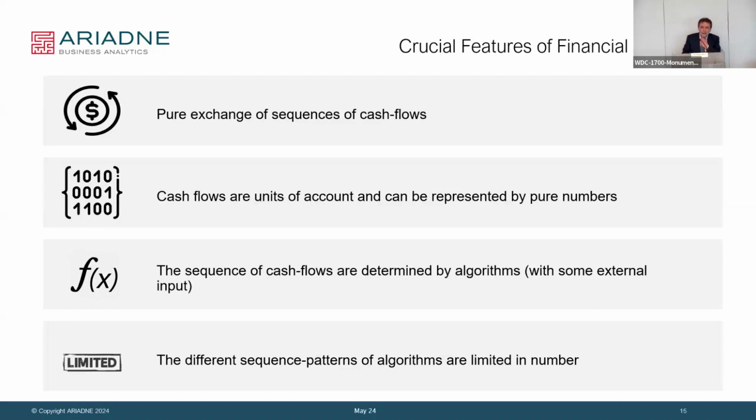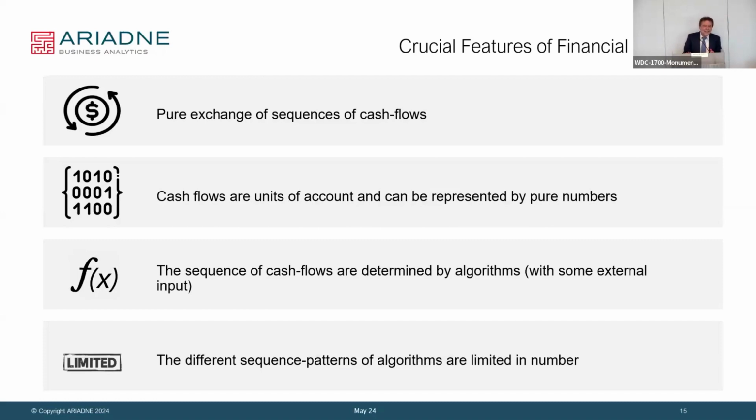So what are the nice features of financial contracts? First of all, what do we exchange? In normal business, I give you money and you give me a good. You give me a car. You give me a house. You give me something. In finance, I give you money. What do you give me back? Money. So we exchange money. I give you money, you give me money. So that's the first thing.